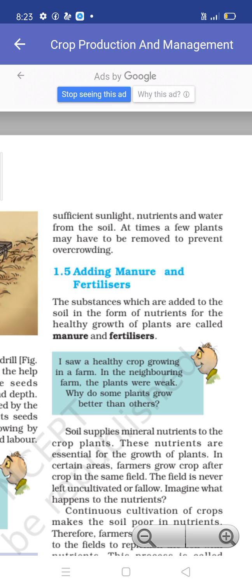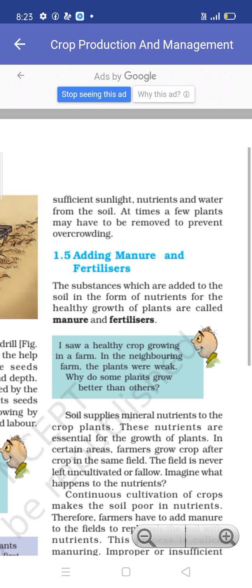The next topic we will discover: the substances which are added to the soil in the form of nutrients for the healthy growth of plants are called manure and fertilizer. In exams there is also a question on the difference between manure and fertilizers, that what are manure and what are fertilizers. So we will discover that in this chapter.